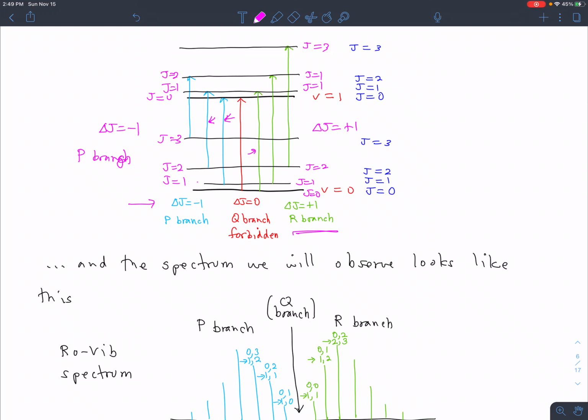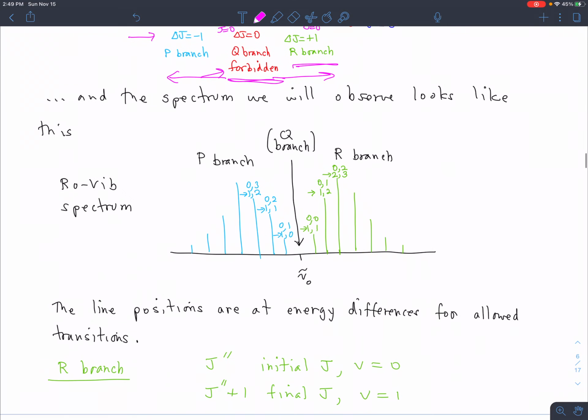Formally, it is useful to point out that if I started at J equals 0 and ended up at J equals 0, I call that the Q branch. It's forbidden. There really isn't a transition there, but it's useful because all the peaks in the P branch have to be at lesser energy, lesser wave numbers than the Q branch, and all the peaks in the R branch have to be above the Q branch. So the Q branch divides the P branch from the R branch, and the overall effect is that you get a spectrum that looks like this. Here's the P branch, here's the R branch, here's where the Q branch would be if it were allowed.